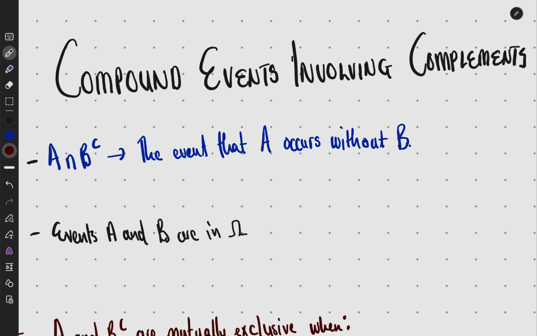Now we are talking about compound events involving complements. We've been talking about compound events all this time. We talked about independent events. We just saw how to deal with the compound events where we have the multiplication law and the addition law, and we use it all the time. But we saw how it changes a little bit when you meet independent events or exclusive events.